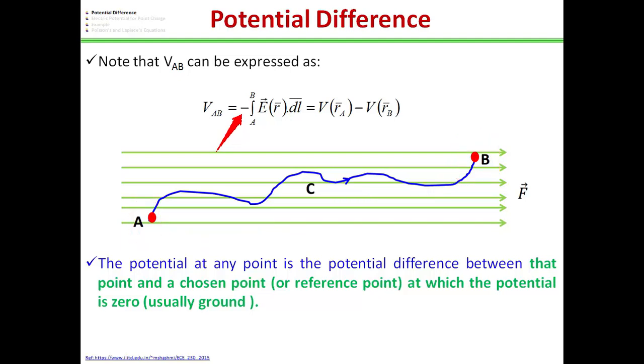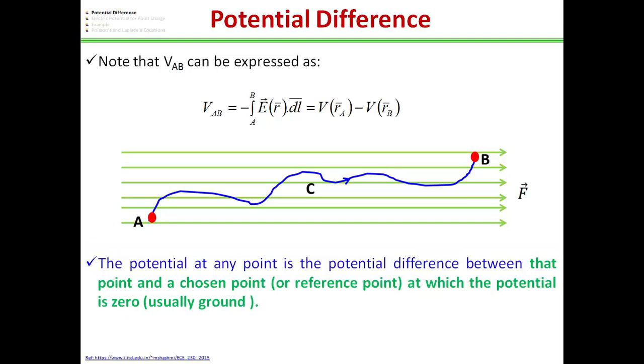However, if V_AB is positive, there is a gain in potential energy in the movement. In that case, an external agent performs the work. V_AB is independent of the path taken. V_AB, that means potential difference, has the unit joule per coulomb, or you can say it also has the unit volts. The potential at any point is the potential difference between that point and a chosen reference point at which the potential is zero. Usually it is considered as ground.